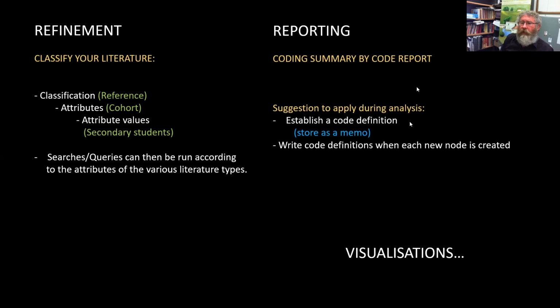And my other tip is establish code definitions as you progress through your analysis. Store the definition of the code in that memo that I suggested earlier for your code book, and then write each definition in the description of each new code that you create, and then just play with visualizations. At this point, I suspect that'll be just for fun.